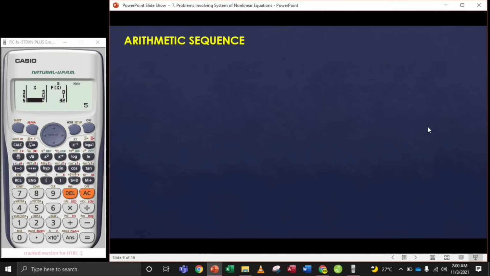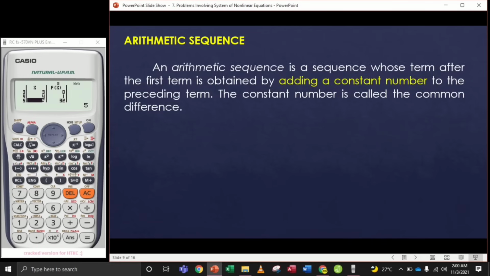Okay, proceed tayo. So, may tinatawag tayong arithmetic sequence. So, ano ba yung ibig sabihin ng arithmetic sequence? An arithmetic sequence is a sequence whose term after the first term is obtained by adding a constant number to the preceding term. The constant number is called the common difference. Ngayon class, malalaman natin na ang given sequence ay arithmetic sequence kapag meron siyang common difference. So, ano ba yung common difference?